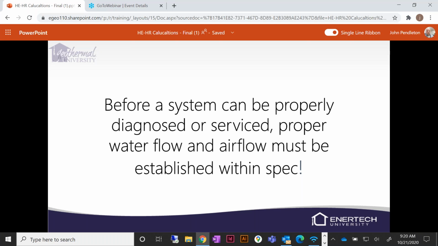For water flow, we've got to have either a flow meter or pressure drop. So we've got to make sure we've got water and airflow first before we can even expect the unit to operate properly. Obviously, the compressor has to be running, your pumps need to be running, and that kind of thing. So everything's got to be operational to a certain extent in order to start checking heat of extraction or heat of rejection.